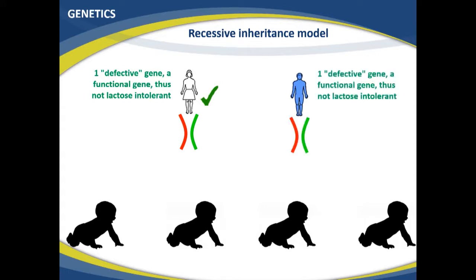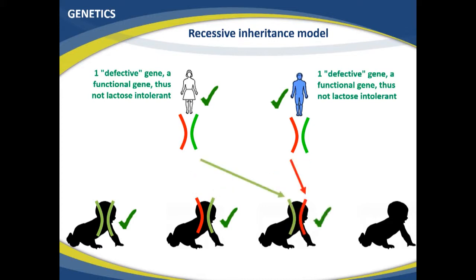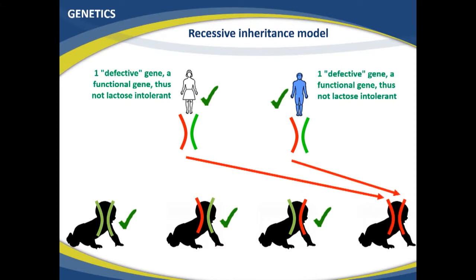And the father, again, we give them one defective gene and one functional one. Also, this person is not lactose intolerant. Now they have children together. Again, by chance, they pass on one of the 2 chromosomes of genes. And this child has received 2 healthy genes. This child has received 1 mutated gene. This one also, but from the other parent. So these are carriers, but they don't exhibit lactose intolerance. But the 4th child has received 2 broken genes, and both of them don't know how to digest lactose. So this child is going to be lactose intolerant.